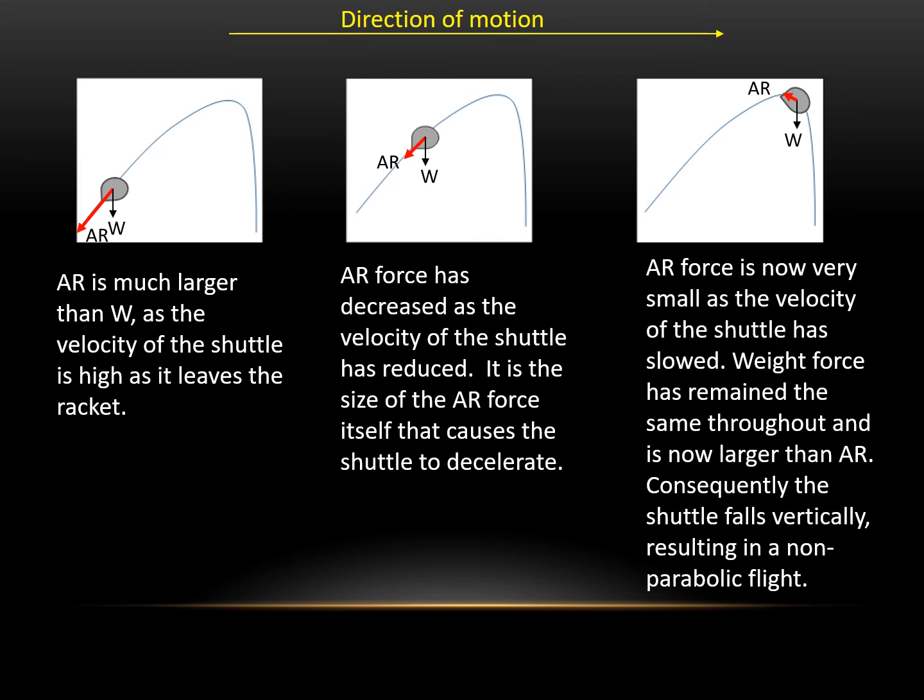The weight force has remained the same throughout and is now larger than the air resistance. Consequently, the shuttle falls vertically, resulting in a non-parabolic flight. So you can see why the flight is non-parabolic for a shuttlecock.